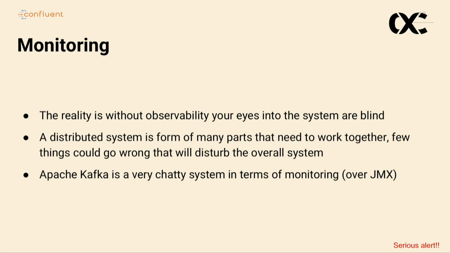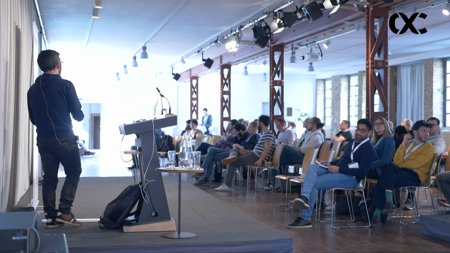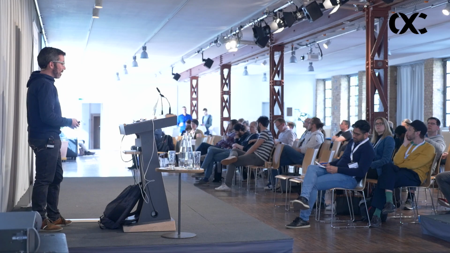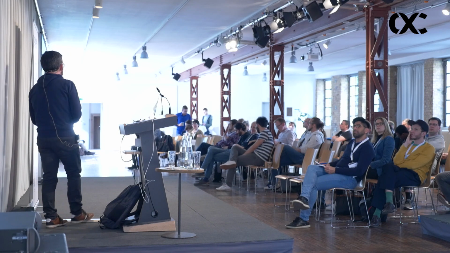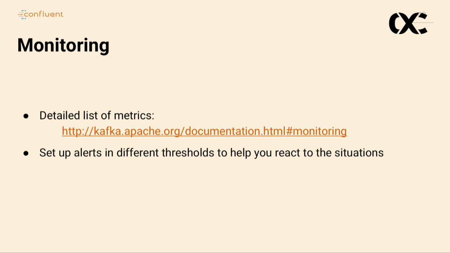The reality is, without observability, your eyes into the system are blind. If you don't look at what you are doing and how the system is behaving, you don't know anything about the system. A distributed system is formed of way too many parts, as we saw in the beginning, so way too many parts can fail. And Apache Kafka is a very chatty system. It exports a lot of information over JMX. You have a huge, detailed list of metrics on the Apache Kafka site for monitoring. And please, you can inject your monitoring.